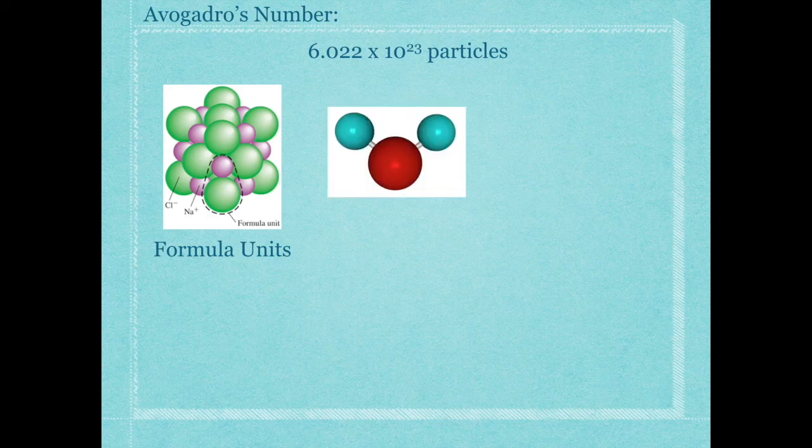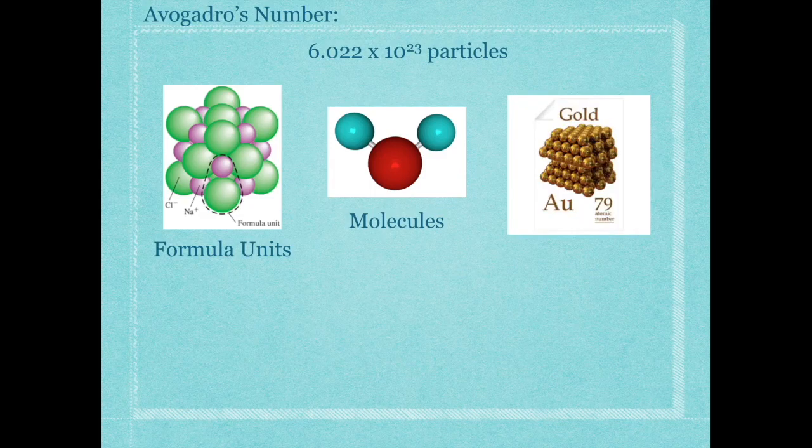Now, if you have a molecular compound, meaning with covalent bonding, for example, here is water, they will exist individually, not in that crystal structure that you see in ionic bonding. And so we're going to use the term molecules for those. And finally, if you simply just have individual atoms, you'll use the term atoms. So particles can either be formula units if you have an ionic compound, molecules if you're having covalent bonding, or atoms if you just have individual atoms.